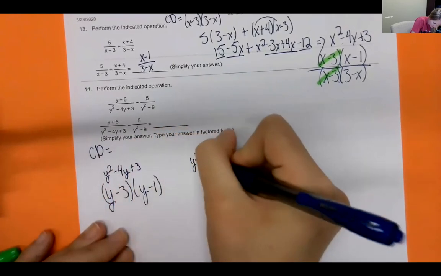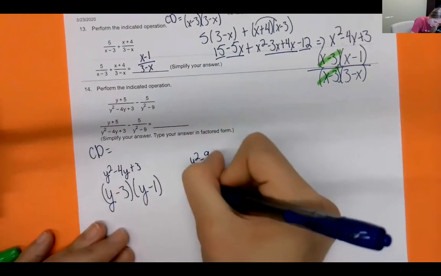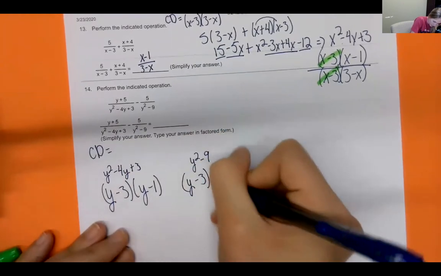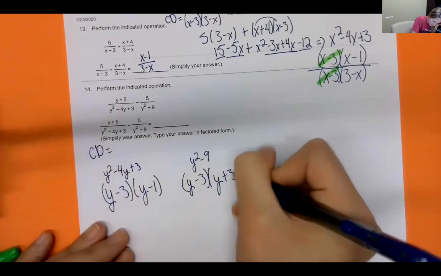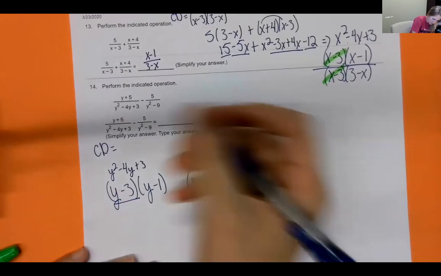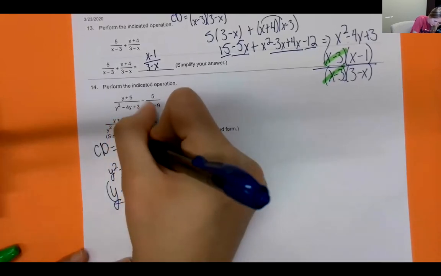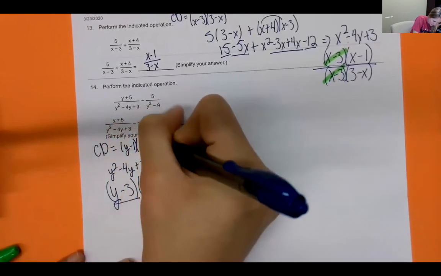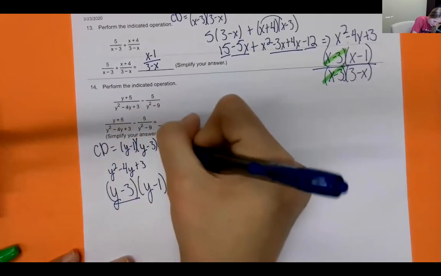And this is y squared subtract 9, which is the difference of 2 squares. So y subtract 3 times y plus 3. So they share this one. And then we got, so let's do y minus 1 times y minus 3 times y plus 3.